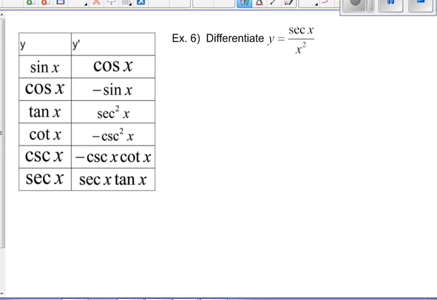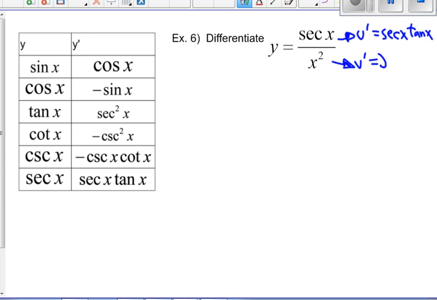Let's try another one. We want to differentiate secant x over x squared. So here we've got the quotient rule we have to watch out for. And we're going to simplify this as much as possible. So its derivative is secant x tan x. The derivative of the bottom would be 2x. So dy by dx is u prime v minus u v prime all over v squared.